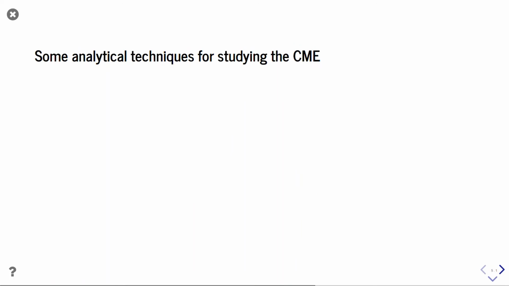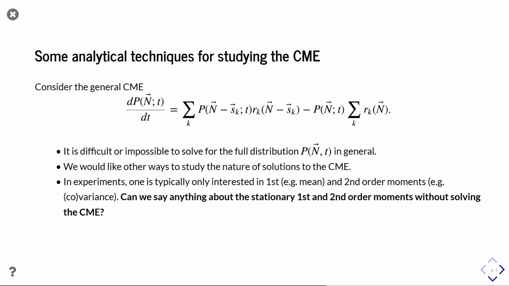I'll now discuss some analytical techniques for studying the chemical master equation. Consider the general form of the chemical master equation. I've shown the equation here as a reminder. As previously noted, it's difficult and impossible to solve for the full joint probability distribution in general. So we'd like other ways to study the nature of solutions to the chemical master equation. We previously introduced computational methods for studying these, but we'd also like some analytical techniques. In experiments, one is typically only interested in first and second order moments. First order moment being a mean, for example, and the second order moments being variances and covariances, for example. The question we ask is, can we say anything about the stationary first and second order moments without solving the chemical master equation?